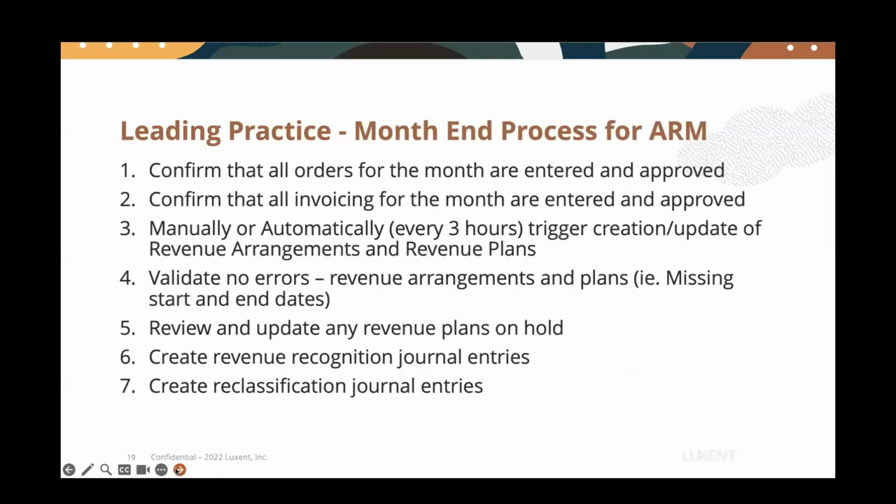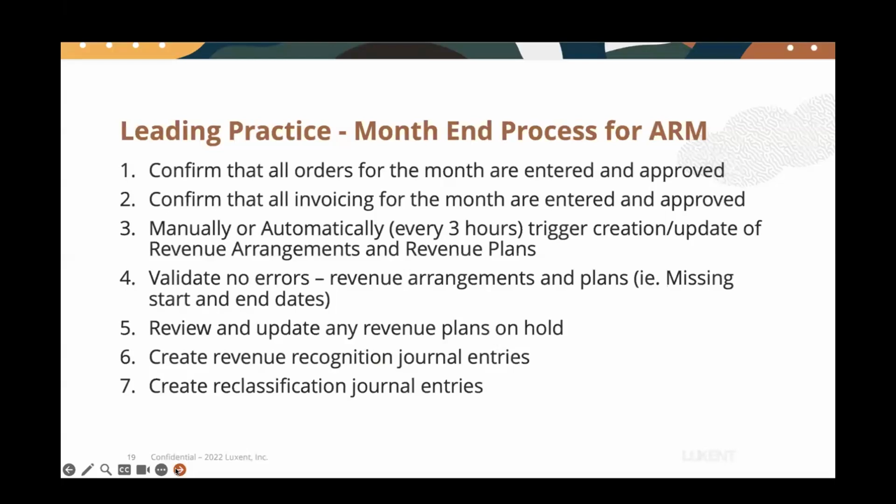So this is the process to make sure that you run through at the end of every month to properly recognize your revenue. You're going to want to confirm that all orders are in for the end of the month and are entered and approved. You have to make sure that they are also approved. Remember, nothing happens until it's approved. Confirm that all invoicing for the month has been entered and also approved. Again, has to be approved.